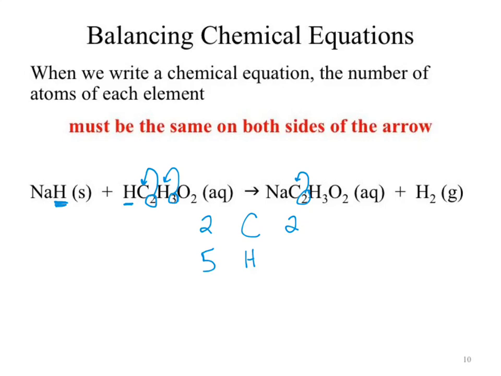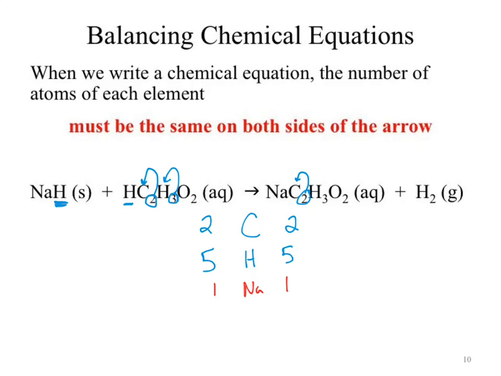Take a vote. You guys can teach yourselves. How many hydrogens on the reactants or product side? 5. Hydrogens balanced? Yes. What do we do now? Sodium. How many sodiums? 1. How many sodiums on the product side? 1. Is it balanced? Yeah.